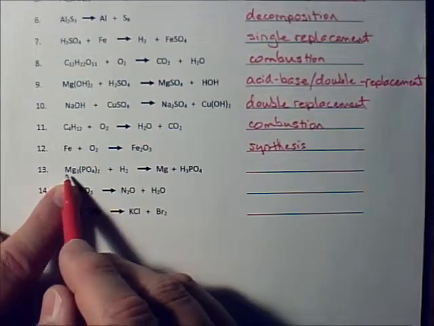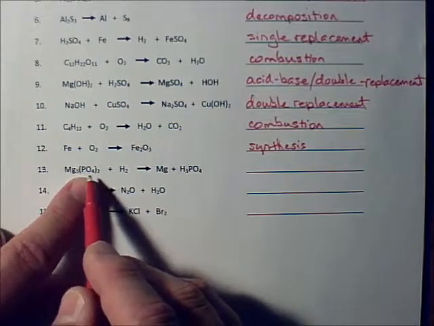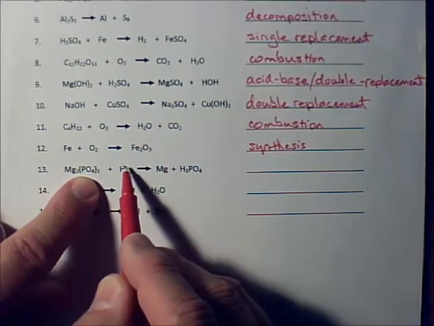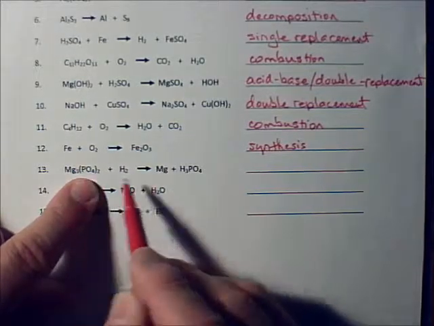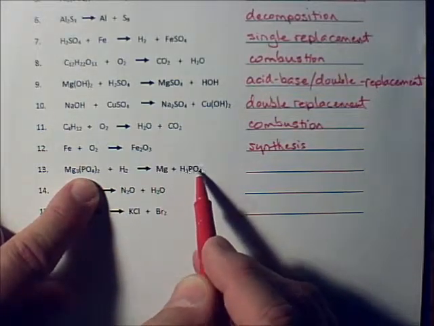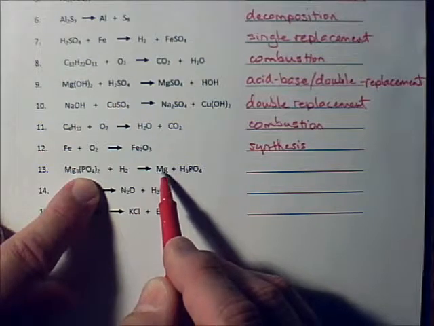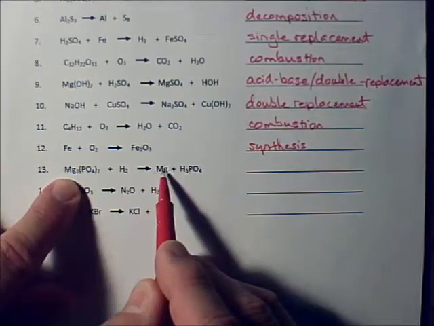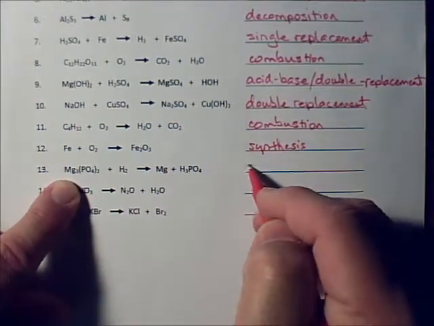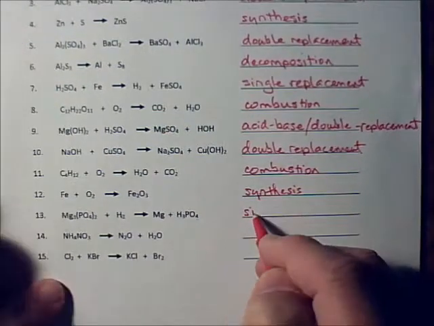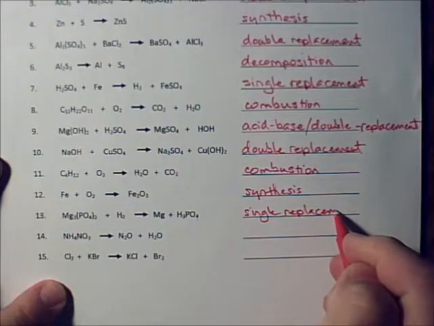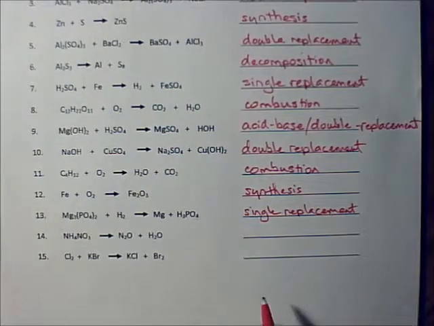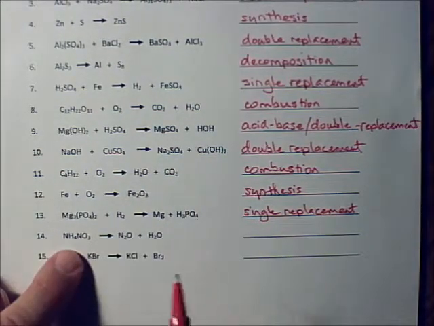All right, here we have a two-part compound, magnesium phosphate, and hydrogen's by itself. Hydrogen is going to kick out the magnesium and join up with the phosphate to make phosphoric acid. Leaving magnesium, this part right here, kicked out to be by itself. This is single replacement. Single displacement is also an acceptable answer.